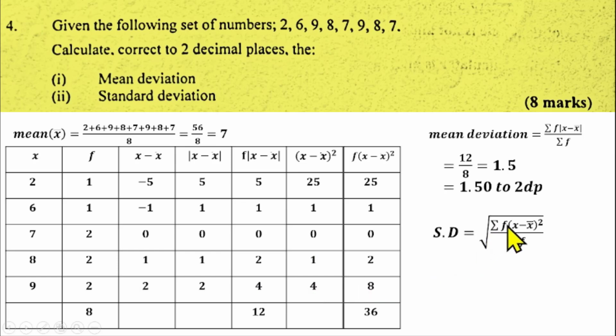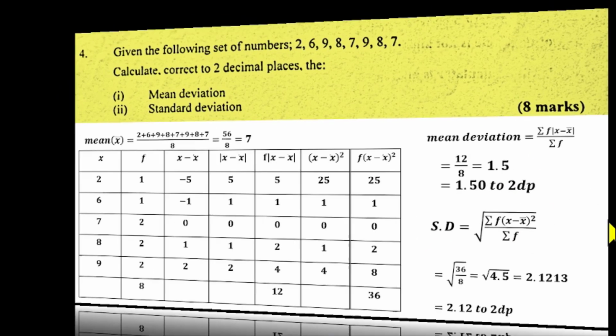Then we have the summation of this. Now we have to sum this together, and that gives us 36 divided by the summation of frequency. So you have the square root of 36 over 8, and that gives us the square root of 4.5, which is going to give us 2.1213, which you need to take to two decimal places. That should give us 2.12 to two decimal places. So that gives us the solution for question number 4.